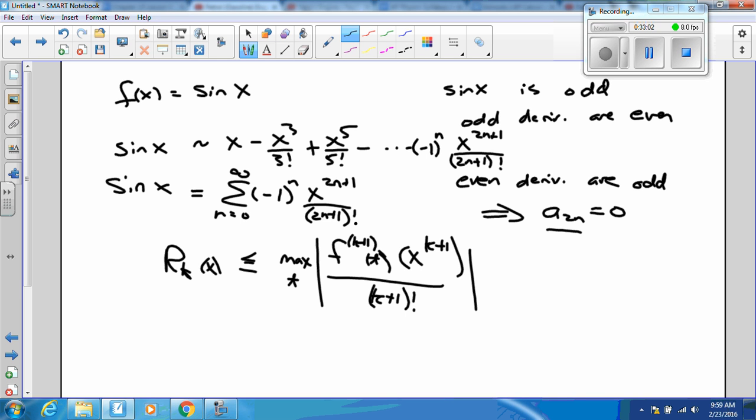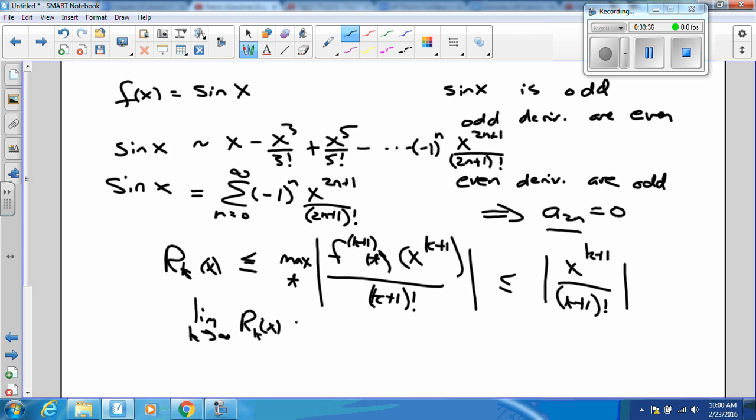And the same logic that we had for cosine works for sine. The function, the k plus 1 derivative, has 4 choices. It could be cosine, it could be negative sine, it could be negative cosine, or it could be positive sine. But all of those are bounded by 1. So I am safe in saying that this error bound is definitely less than or equal to x to the k plus 1 over k plus 1 factorial, so that the limit as k goes to infinity of R_k of x is again equal to 0. And we conclude therefore that sine x has that value for all x.